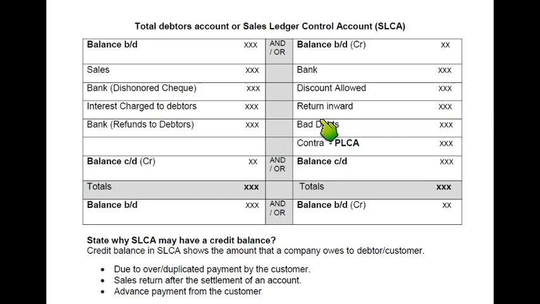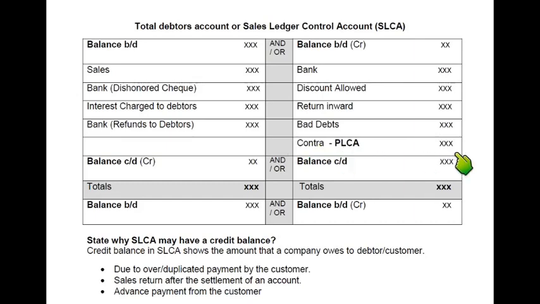Now bad debts, also known as irrecoverable debts. If the debtor, for whatsoever reason, is unable to pay the debt that he owes to us, we'll be crediting the debtor account and debiting the bad debt account, which is an expense account. Bad debt will be debited and debtor will be credited.